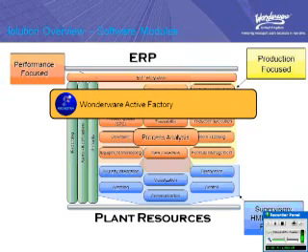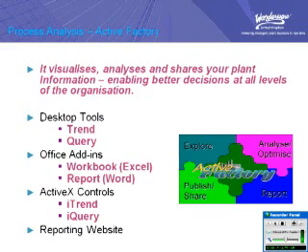Now, the Active Factory tools provide a point-and-click environment onto the Historian data, and they come in 4 types. We have the desktop tools, which are Trend and Query, which I'll be showing you. We have 2 add-ins to Microsoft Office, which is Workbook and Report. I'll be showing you Workbook.